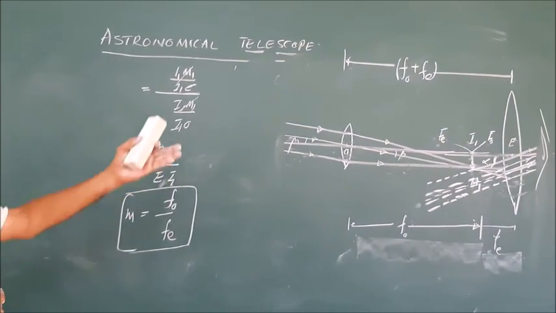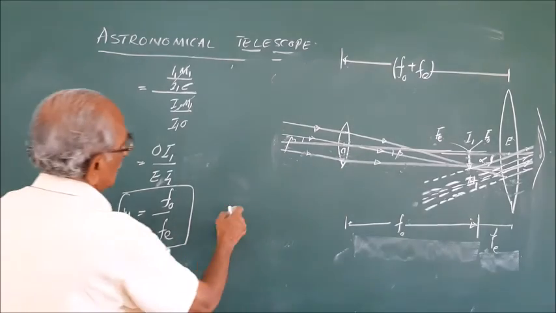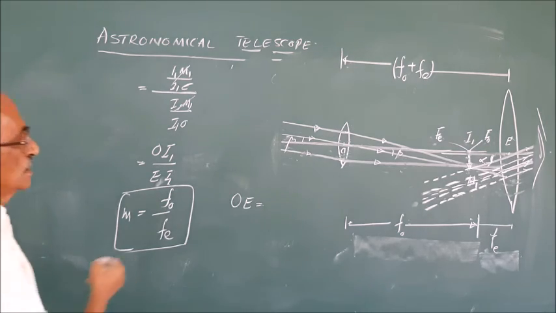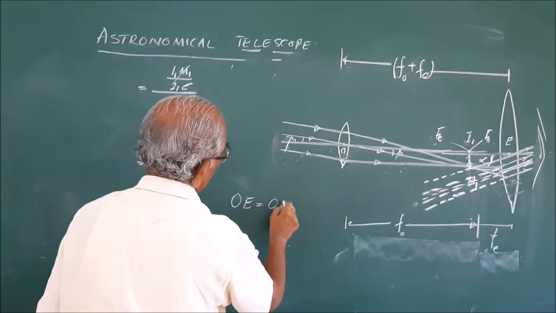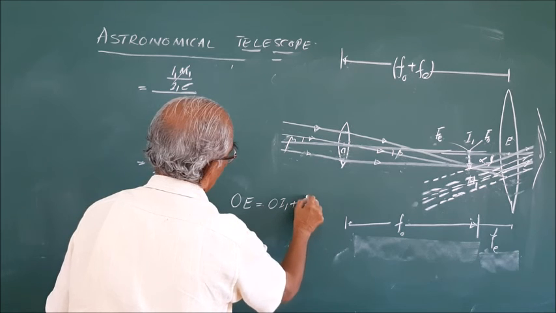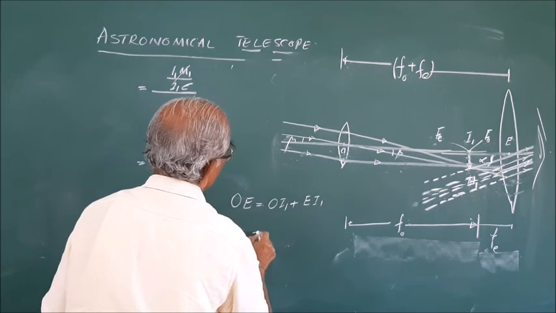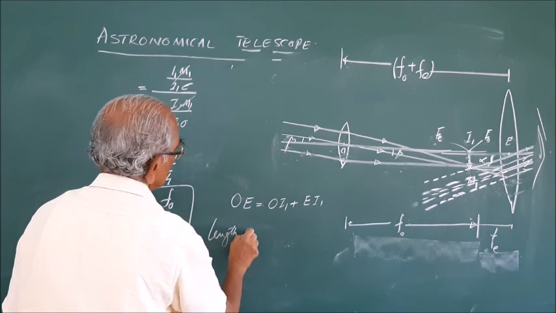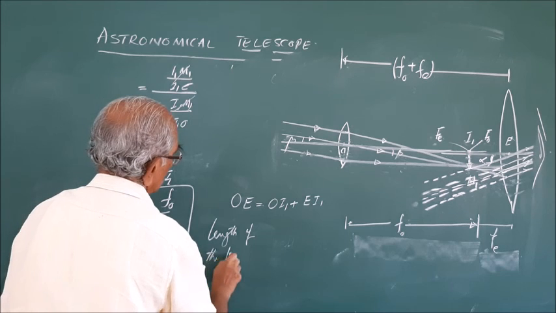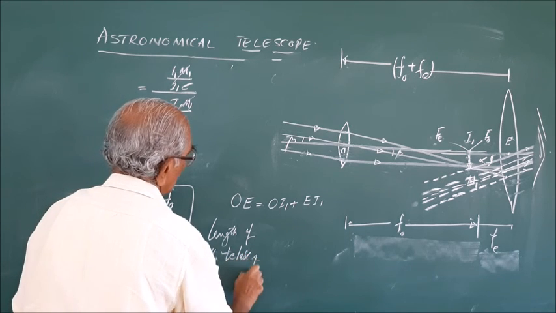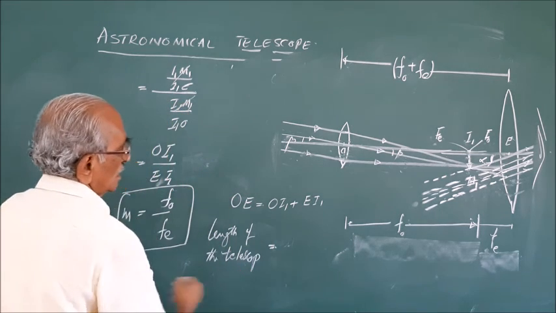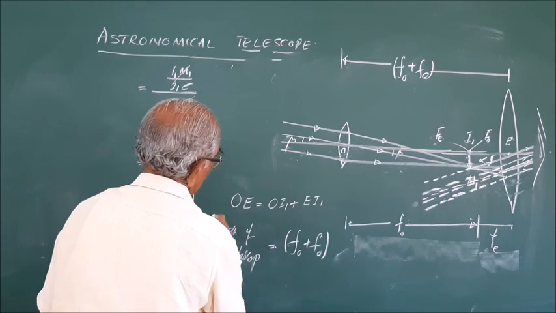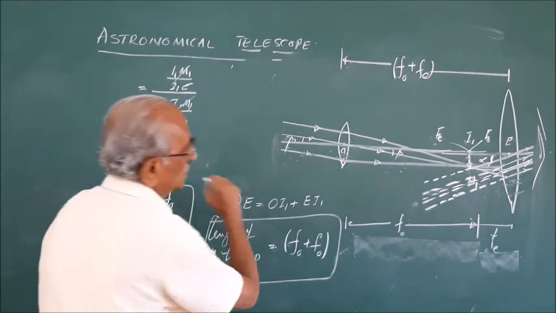In the normal adjustment, the length of the telescope, OE, is OI1 plus EI1, that is equal to FO plus FE.